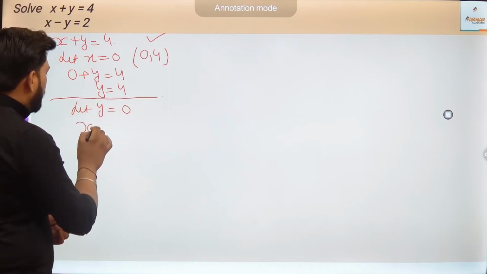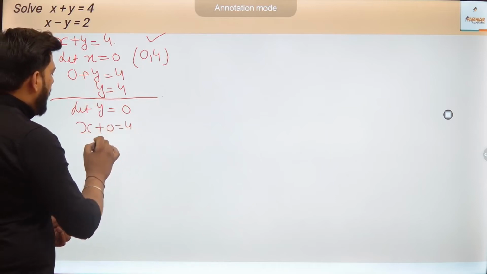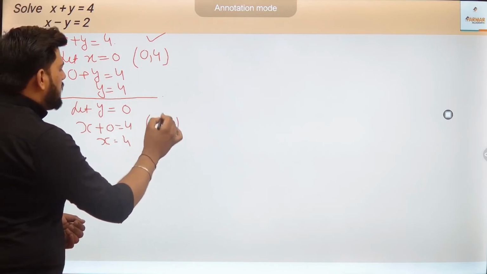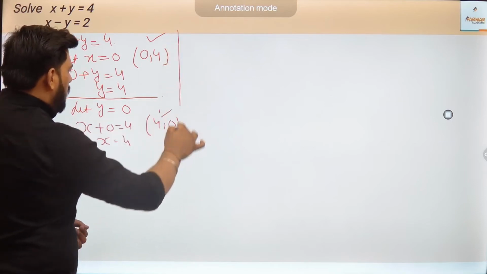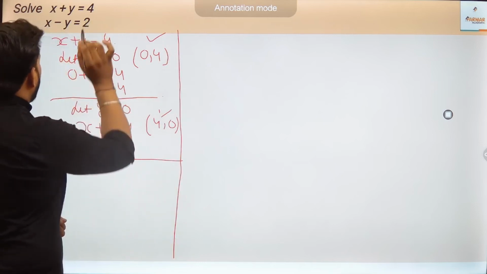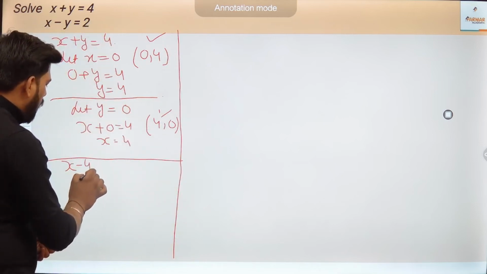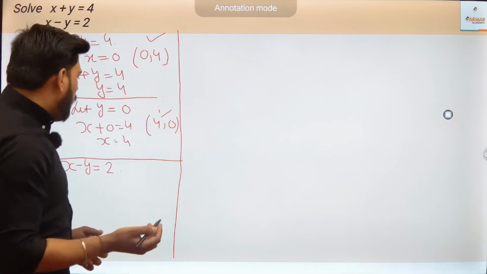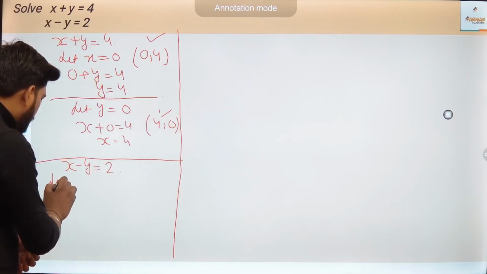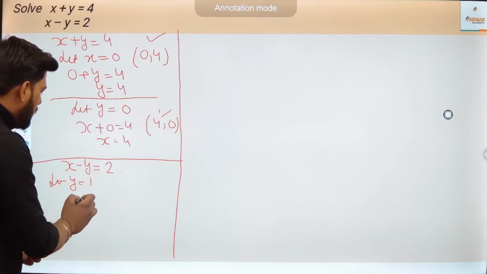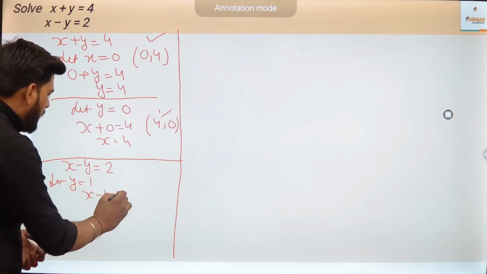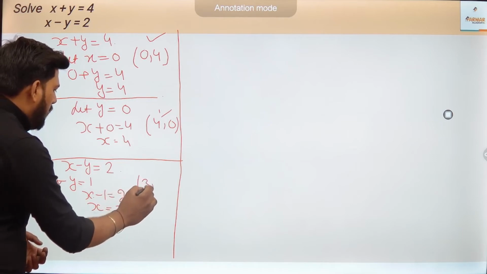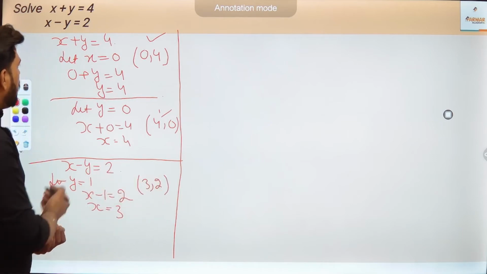Now substitute again, x plus 0 is equal to 4, I get x is equal to 4. So 4 comma 0 is the second solution. Now for the second line, that is x minus y is equal to 2, again we have to find two solutions. So for the first solution, let y is equal to 1. So x minus y is equal to 2 will give x is equal to 3. So 3 comma 1 is the one solution for the second equation.